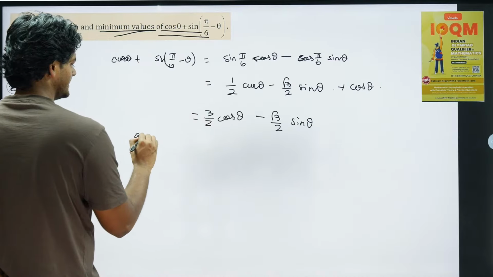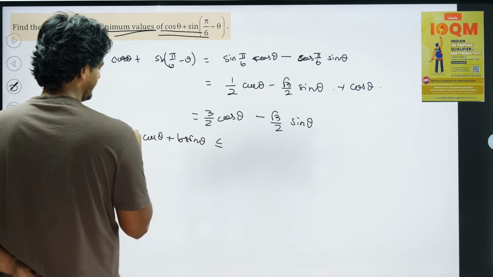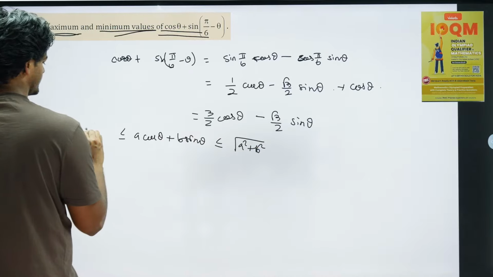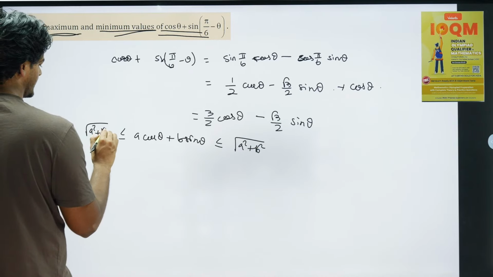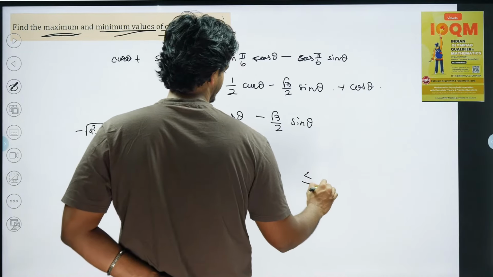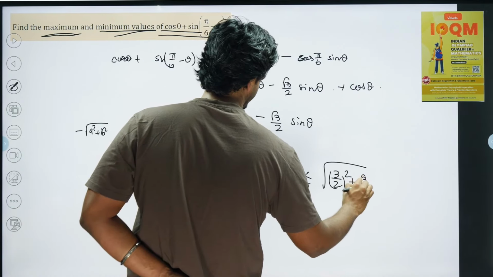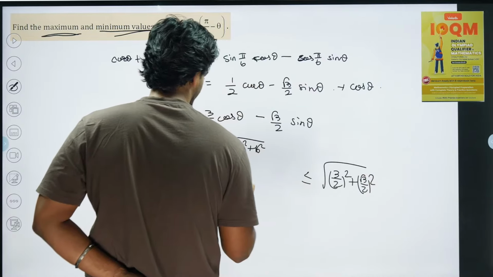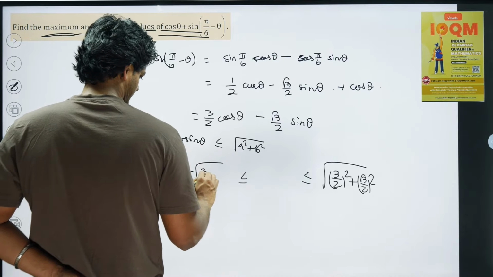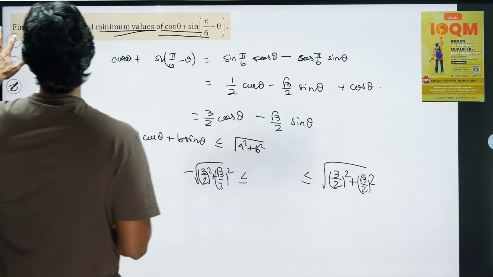Always remember, as I did before, a cos theta plus b sin theta will always lie between plus and minus square root of a square plus b square. So if that is the case, the maximum value is square root of 3 by 2 square plus root 3 by 2 square, and the minimum value is minus square root of 3 by 2 square plus root 3 by 2 square. So this is also easy, very primary level question.